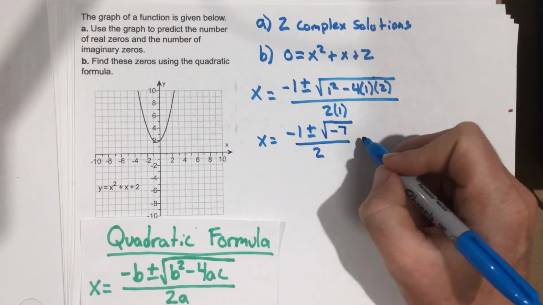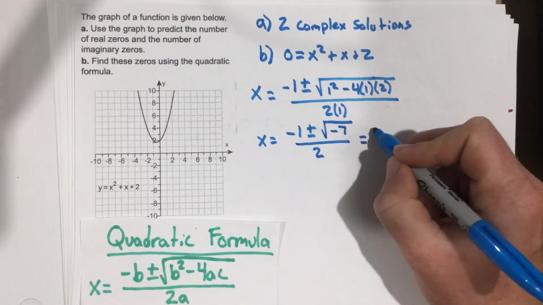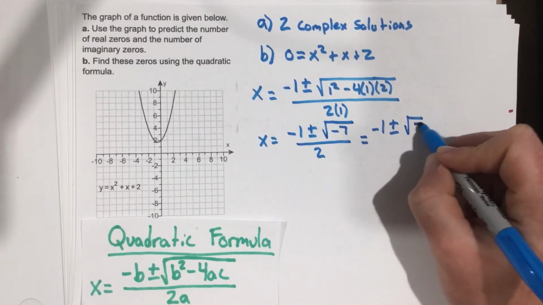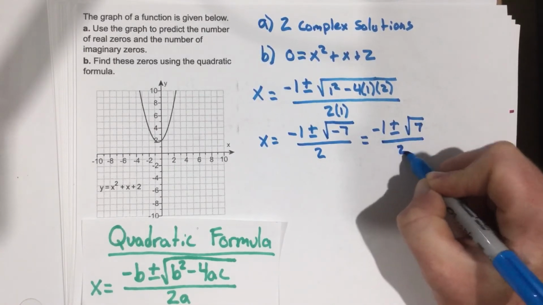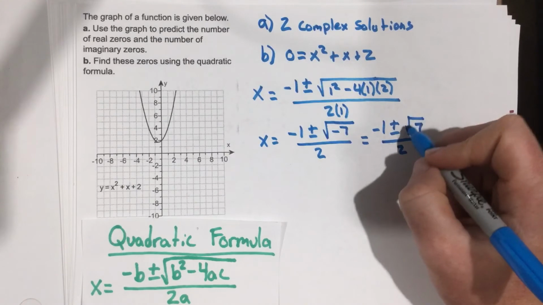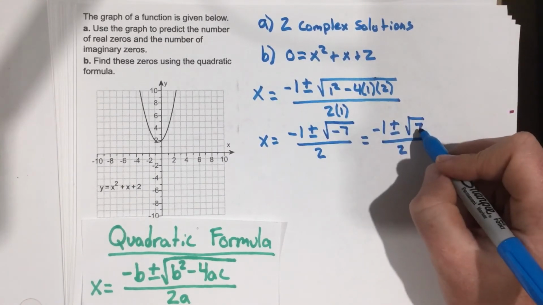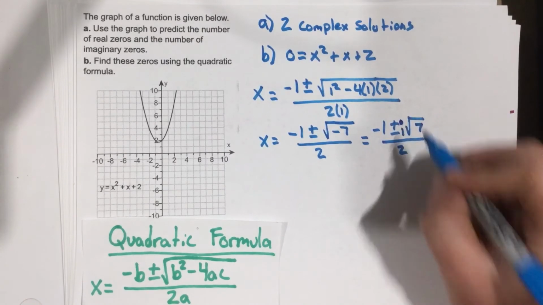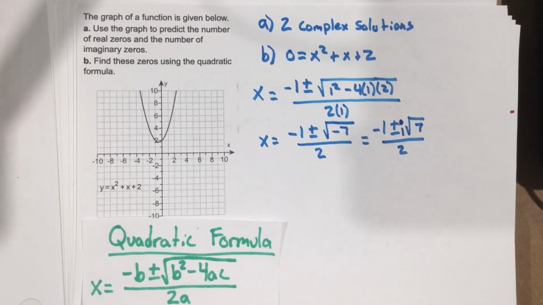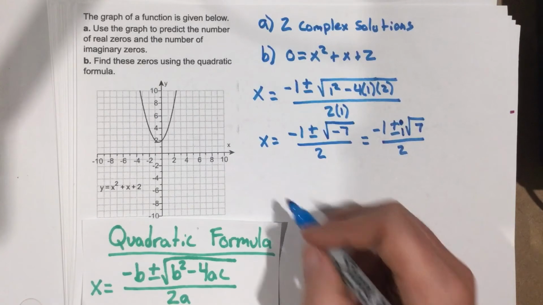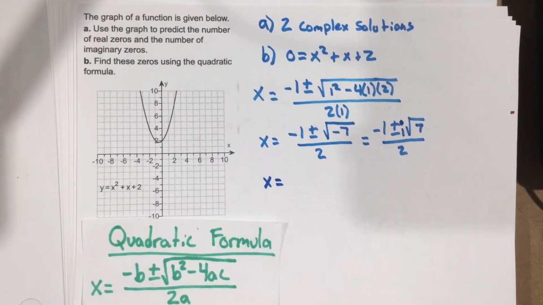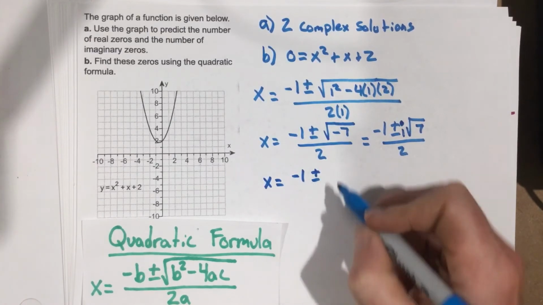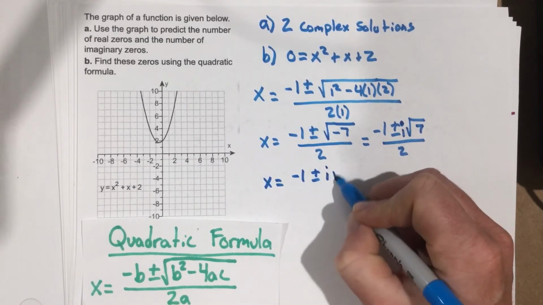So that's going to equal negative 1 plus and minus root 7 all over 2. And oh, I forgot the i. So the reason I wrote root 7 is because I'm taking that root of negative 1 and I'm changing it to i, because i is root negative 1. That's our imaginary part there. x equals, we'd have negative 1 plus and minus i root 7.